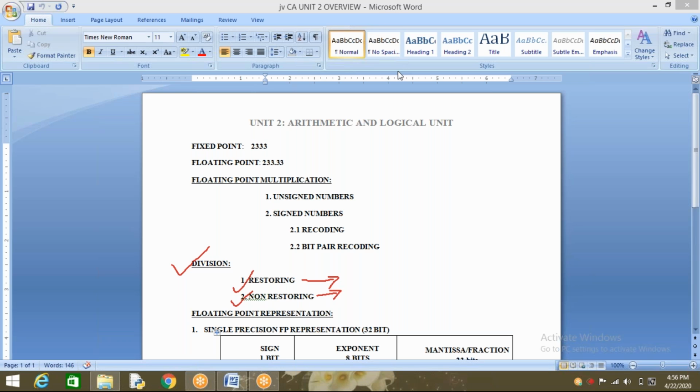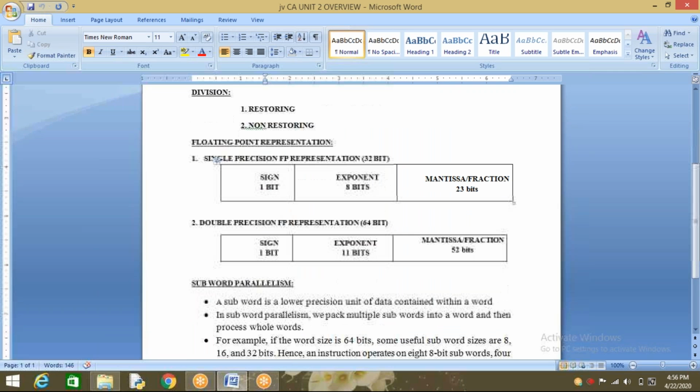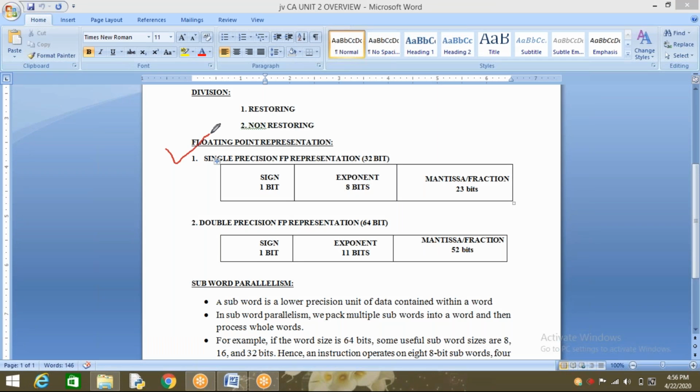And the next topic is representation. Here we are going to discuss the floating point representation. A number having a decimal part, or radix point, is said to be floating point. For example, 4.3 is a floating point number. This point is said to be a radix point. In this number we have a decimal point, so this is an example of floating point representation.